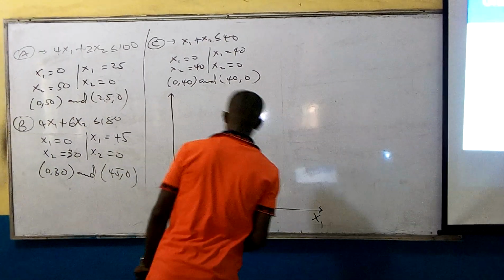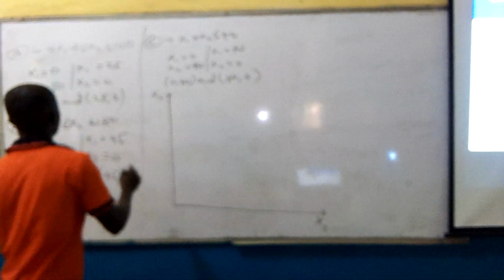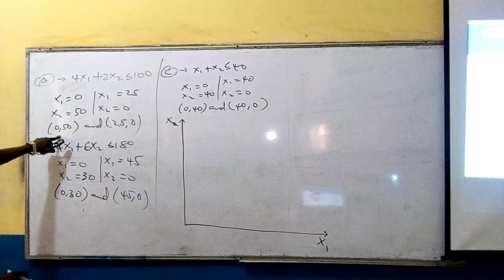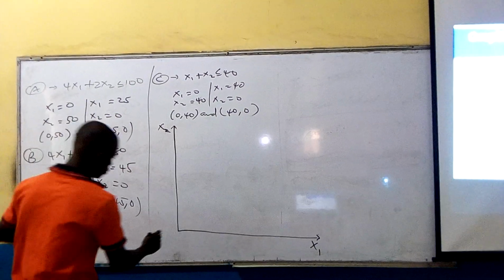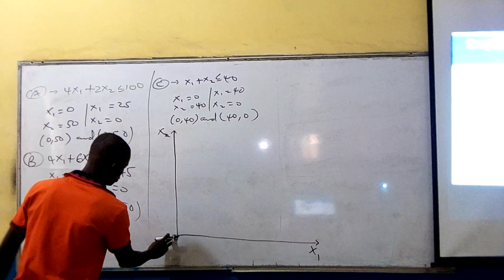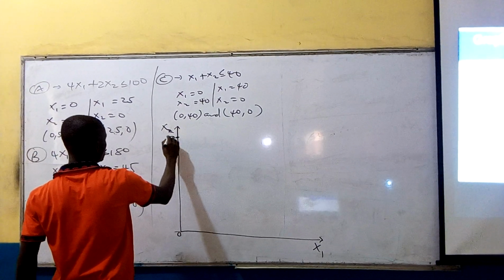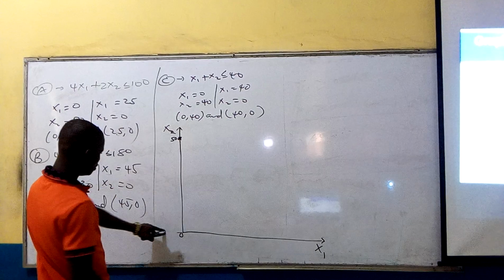So this is your x1 axis and this is x2. So for the first constraint, we'll be plotting 0 and 50. So mind you, this is 0. So 0 for x1, then 50 for x2. So let's assume this is 50. So this is what we have, 0 and 50.